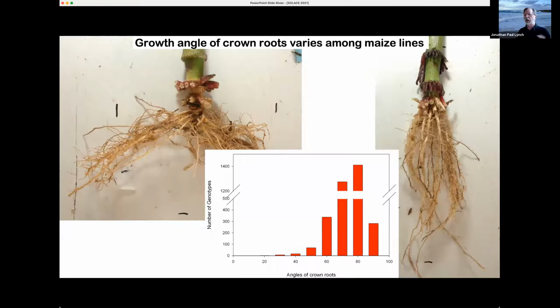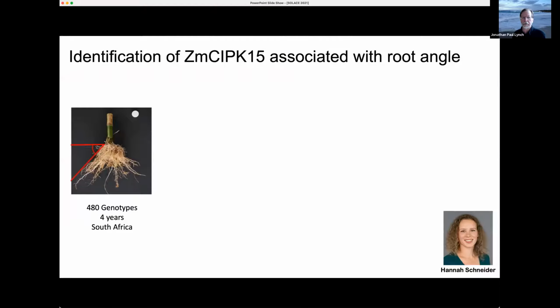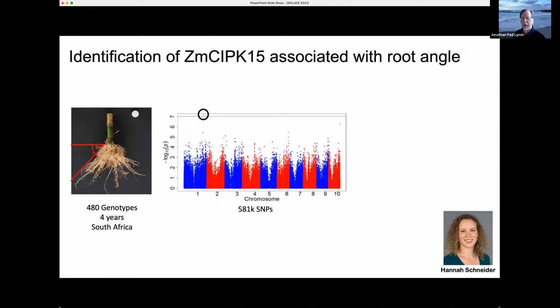This is something we have always observed with root phenotypes. We see huge natural phenotypic variation for every root phenotype we've ever examined. Using shovelomics in the field, we evaluated 400 genotypes of a maize diversity panel over 4 years in South Africa. The particular phene I'll be talking about here is root angle. With that information, these lines are genotyped, of course, so we can conduct GWAS. We see in this case an interesting candidate locus on chromosome 1. This is work of Hannah Schneider, who's now at Wageningen.